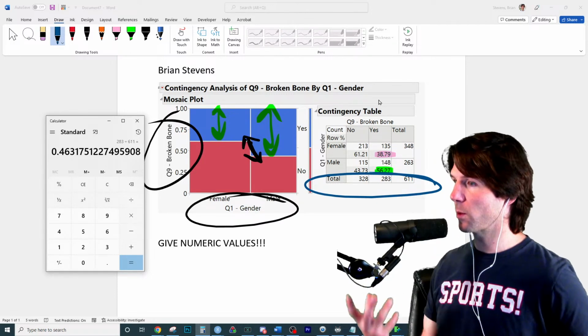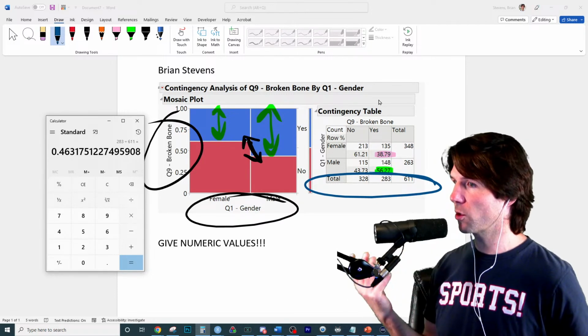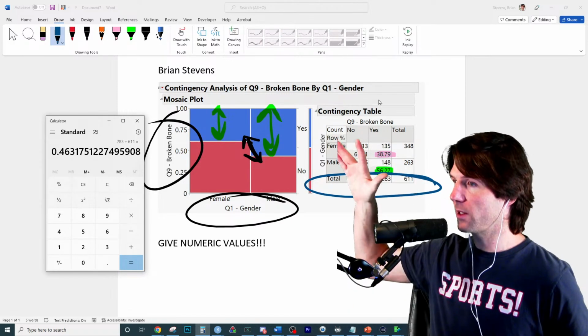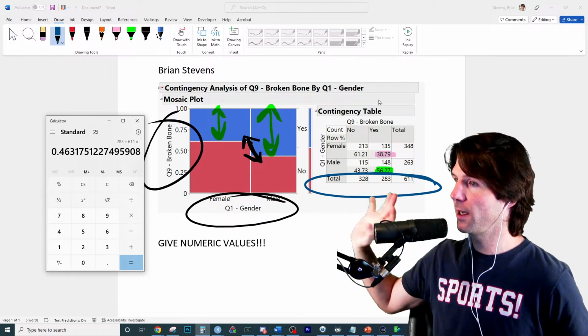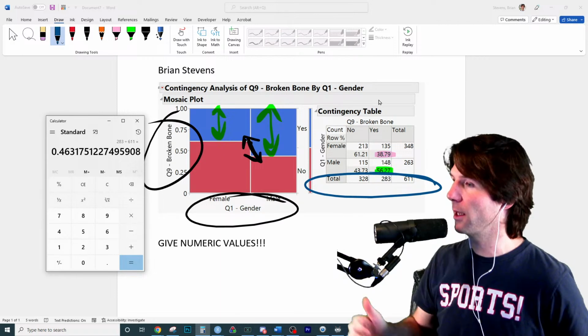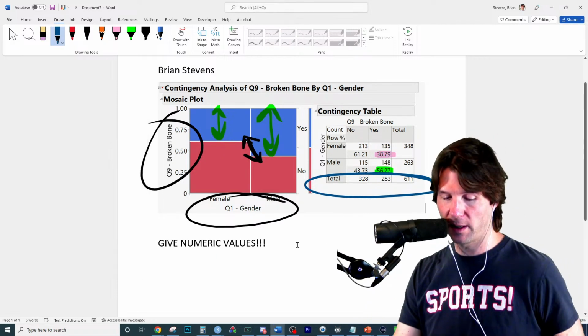So that is what we're looking for. Does that make sense on the interpretations and the utilization of a mosaic plot on the far side and a contingency table, which go hand in hand to display bivariate categorical data?